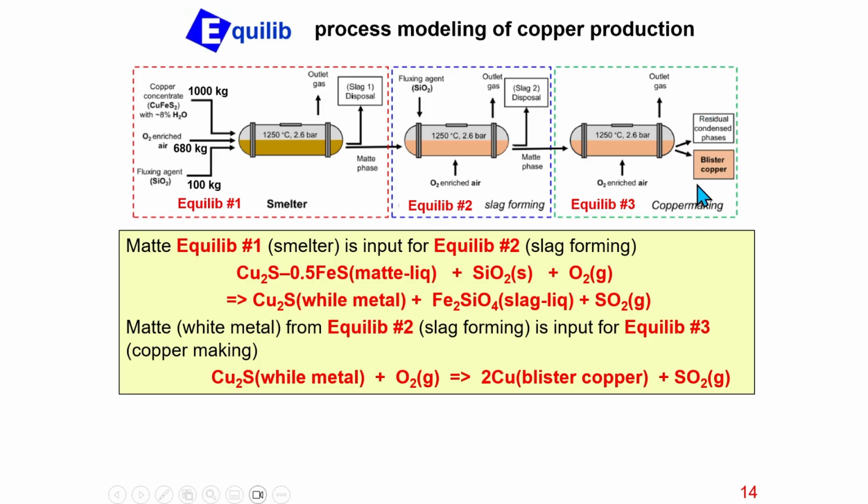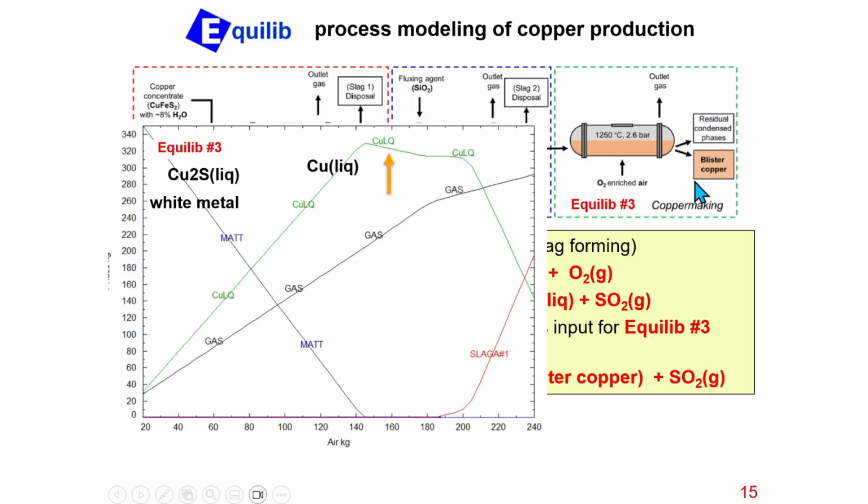We can plot the results we got here, and this is what it looks like. In the final step, Equilib 3, our white metal is oxidized and disappears, and our copper blister is formed, and we end up with some value up here that we would use as a result for this calculation.